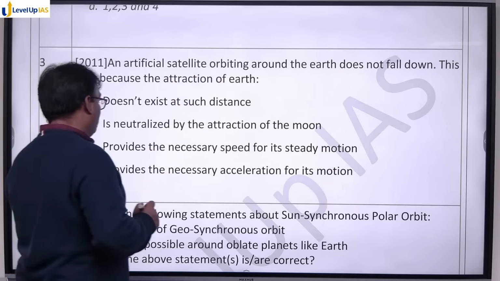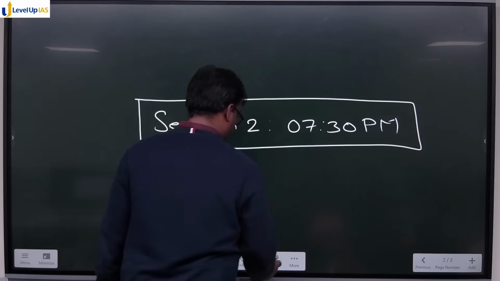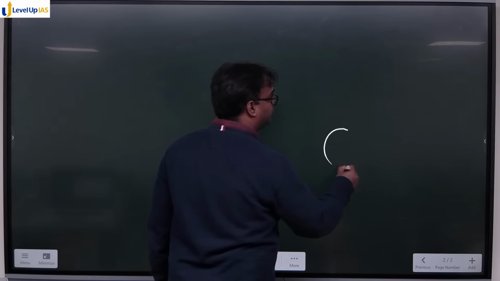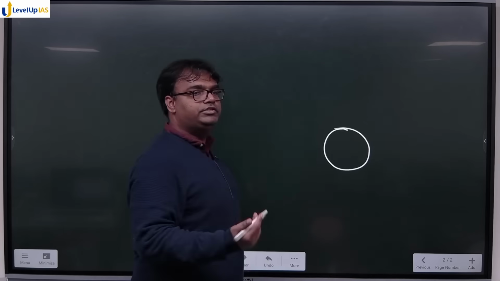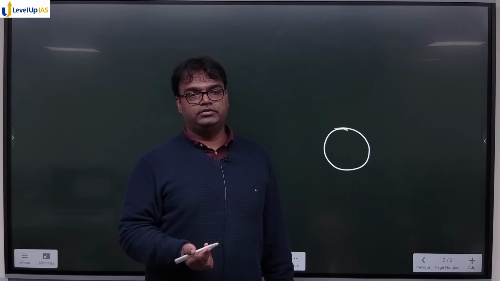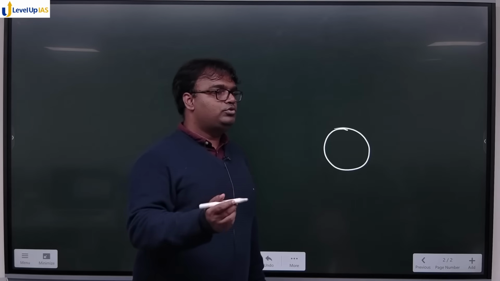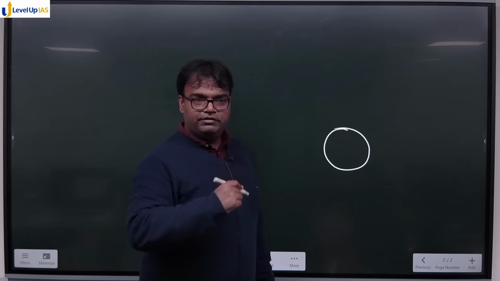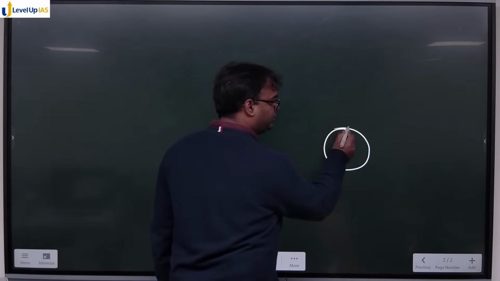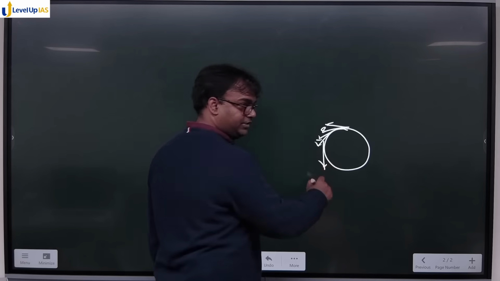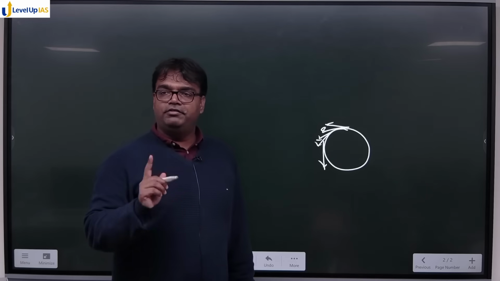When a body is in circular motion, does it have a constant speed? Yes. But does it have a constant velocity? No. Velocity is also associated with its direction, and its direction is changing every time. Initially its direction was this, then its direction became this, then this, then this. Here its direction is this. It's changing. And why is this change occurring?